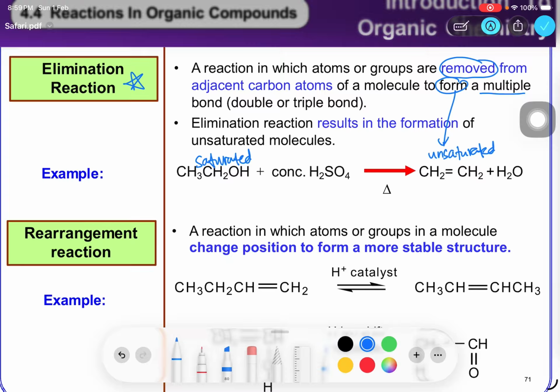Okay, and then they will remove a small molecule, which in this example is H2O. So from this carbon we remove H, and from this carbon we remove the OH. Both of these combined will form H2O.